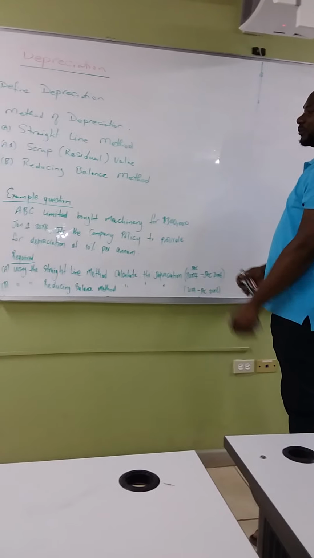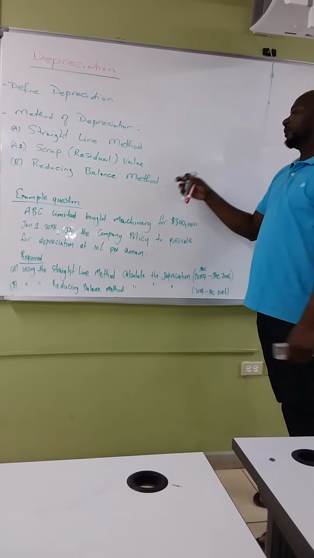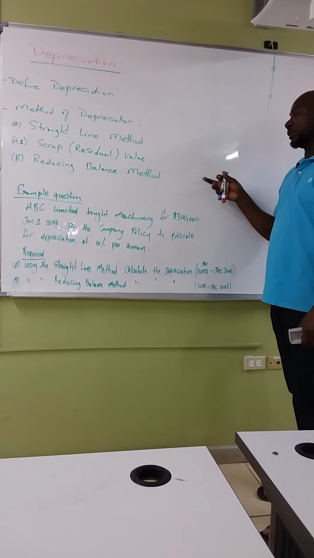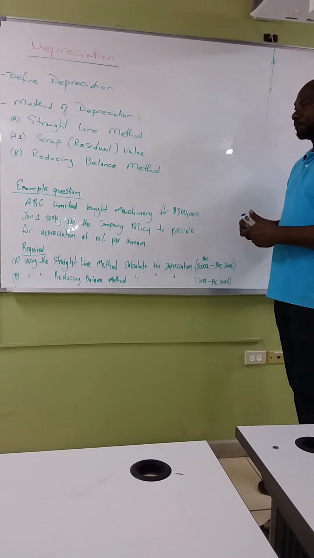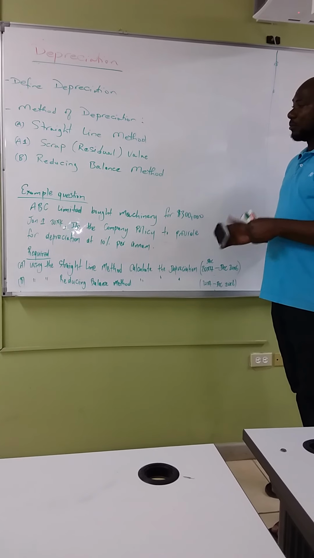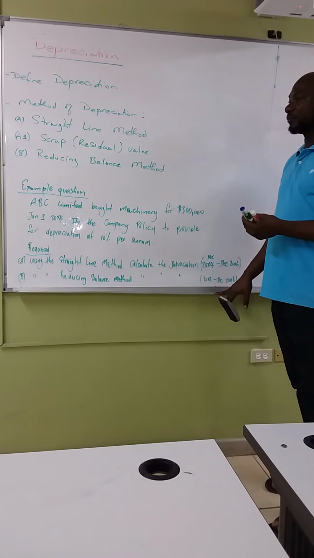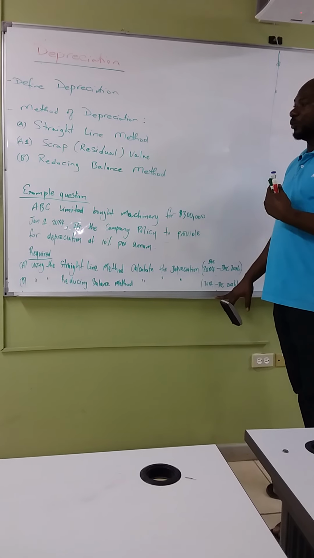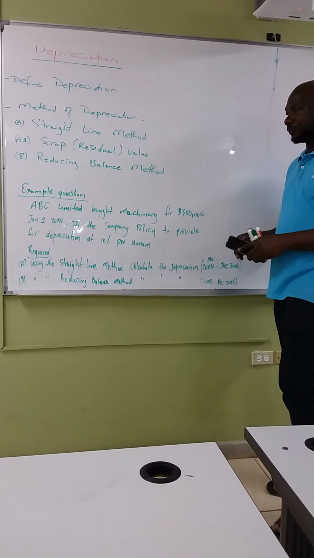So as we were saying, with the reducing balance method, it is calculated on the net book value of the asset at the end of the year. Mind you that in the year of acquisition, the cost price of the asset and the net book value of the asset would be the same.